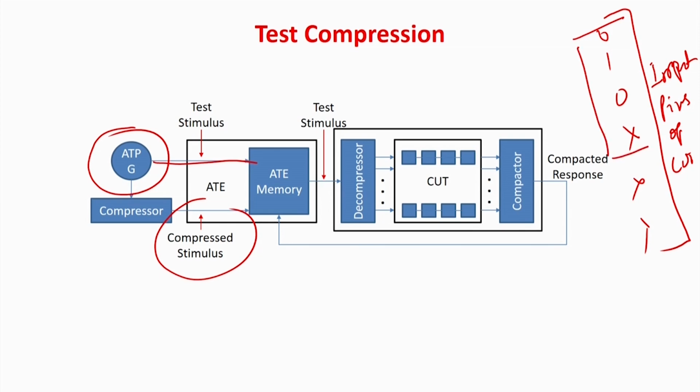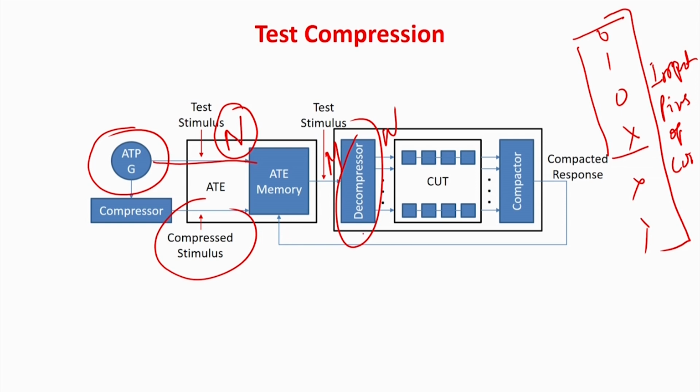Now you can see this width may be equal to n, because n is the width, but then it will be compressed, and now it will be m. So m is much smaller than n, and you are using a smaller width of the ATE memory. But now this is again n, because practically you have to apply the test vectors to the circuit under test. So there is a decompressor circuit in your chip which will take this compressed pattern and apply it to the CUT.